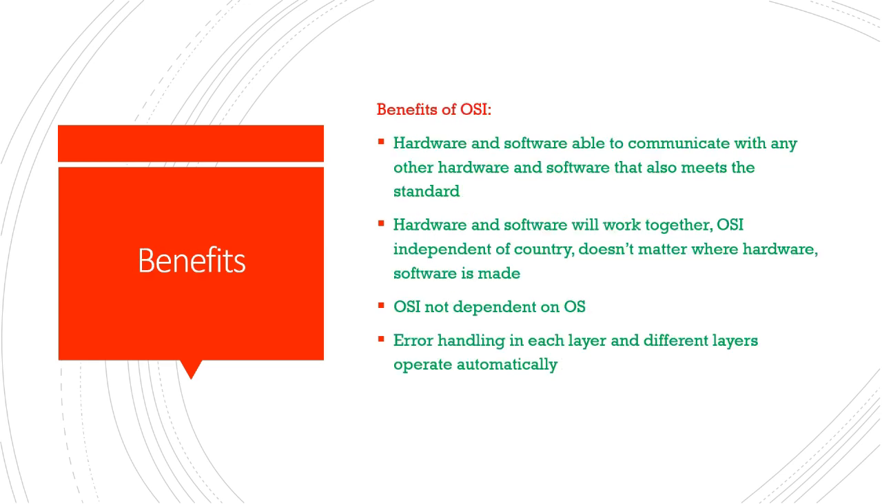The benefit of using the OSI model is that hardware and software are able to communicate with any other hardware and software that meets the standard. Hardware and software will work together, and the OSI is independent of the country, so it doesn't matter where the hardware and software is made. The OSI is not dependent on the operating system, and it has error handling in each layer, and the different layers operate automatically.